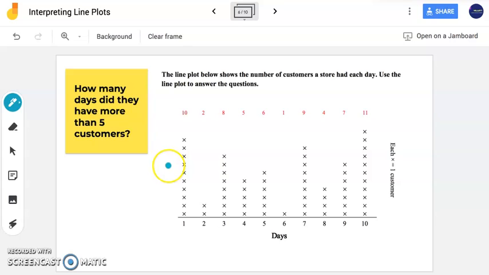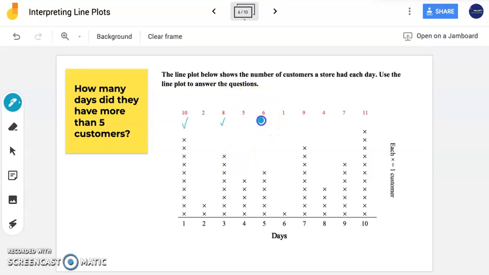Here it says, how many days did they have more than 5 customers? I'm going to go through each day, and I notice here I have 10 X's, so yes, 10 customers is way more than 5. 2, not so good. Here we have 8. Now see how easy it is because I already counted exactly how many customers were there for each day. Day 4 has 5 customers, so doesn't have more than 5. It has exactly 5 customers on day 4.